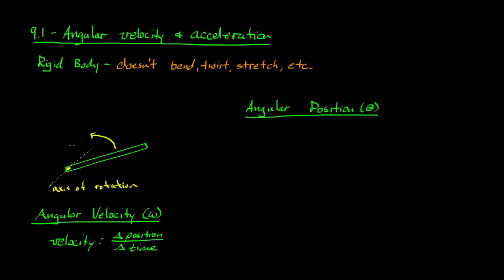So that's what we're talking about when we say the rotation of a rigid body. And the first thing we need to do is talk about where it is. So, angular position, and that would be theta. It's going to be an angle, and we would measure it off of the positive x-axis. So if we said that this was x, then the angular position, theta, is given by that angle there. Theta is in radians.